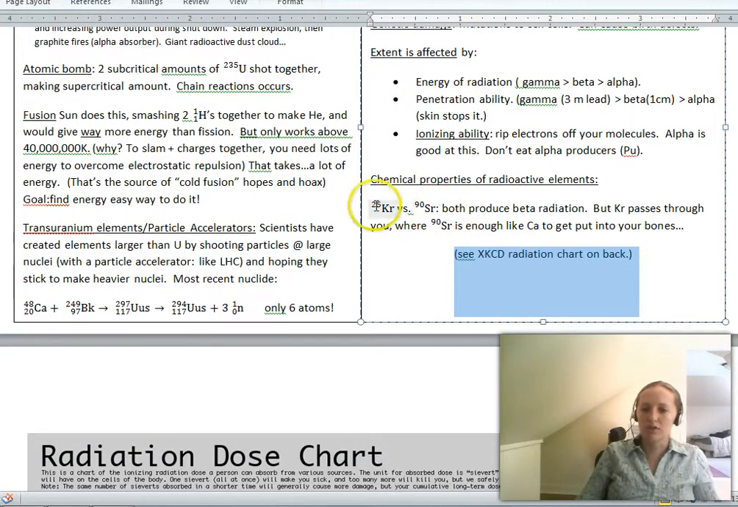So there's a difference. These are both beta producers, but if you accidentally got beta producing krypton into your body, it just goes straight through. But if you get beta producing strontium into your body, it gets stuck in your bones and stays there permanently, and so your dose of radiation is much higher.